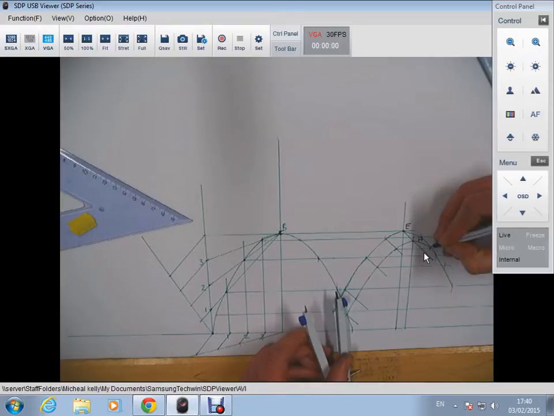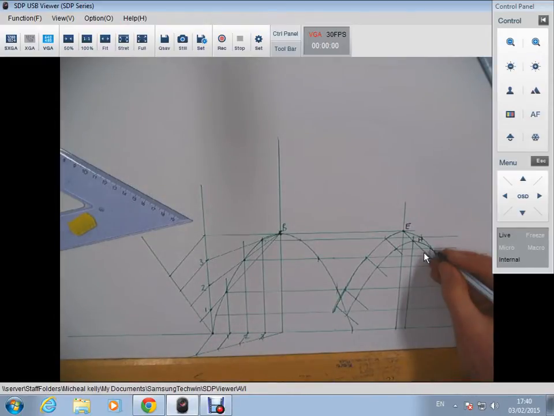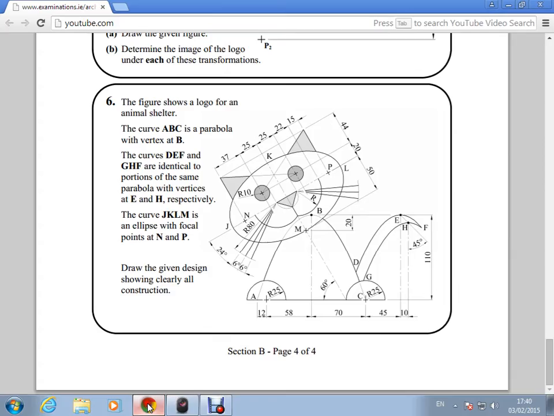Point H will be joined through these lines here, giving me the point where they meet here, which is a little bit past point H on my drawing.